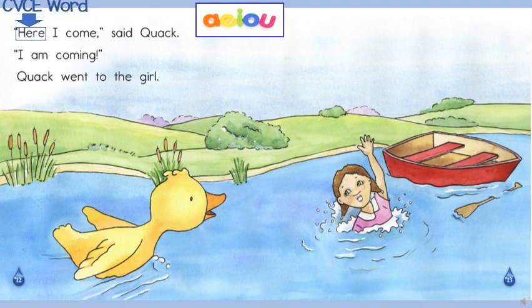Blank I come, said Quack. I am coming. Quack went to the girl. So there's that word. It starts with a sound, and I see an E, and I see another E at the end of the word. So I know it's a CVCE word. The E is going to say its name, E, and let's see if I can figure it out. Ear. Here I come, said Quack. I am coming. Quack went to the girl. Good job.